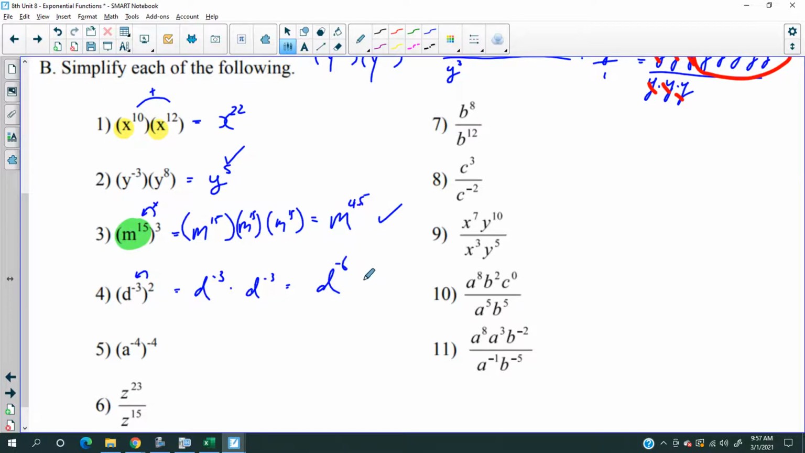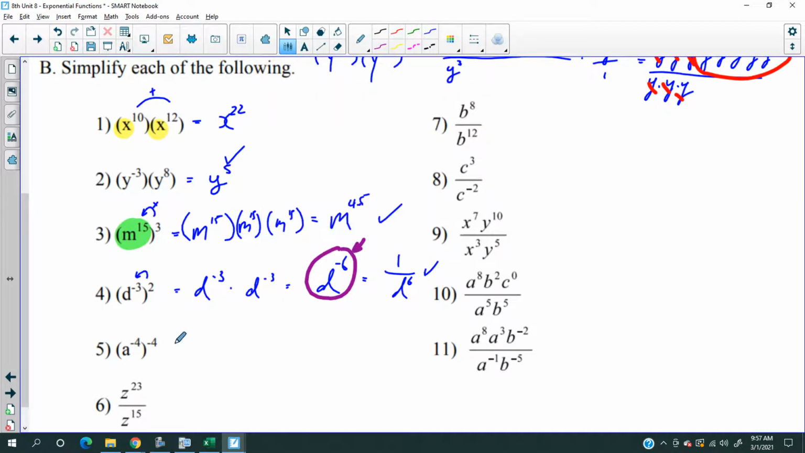Now remember what I said. I don't want negative exponents. So what does this turn into? I see the negative sign here, so that's 1 over d to the 6th power. See that? Okay, so what I'm trying to say is, in all circumstances, no negative exponents. That's a no-no. Okay, so that's what I want you to understand.